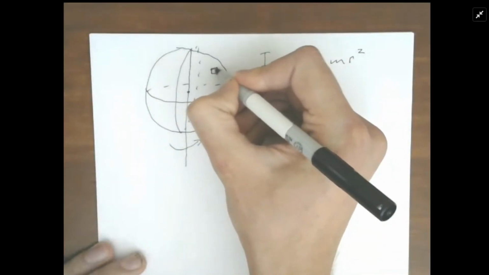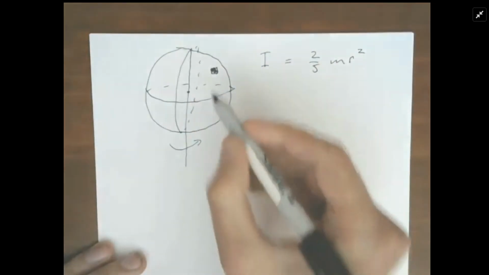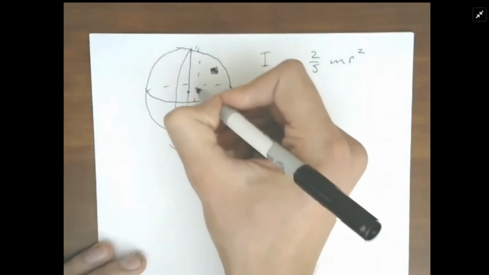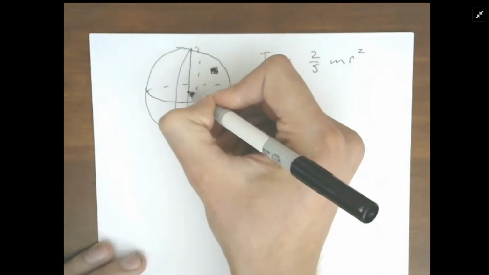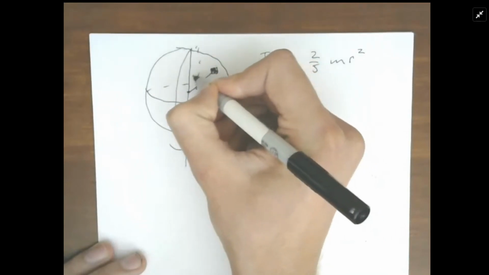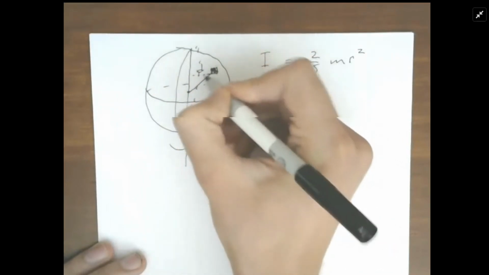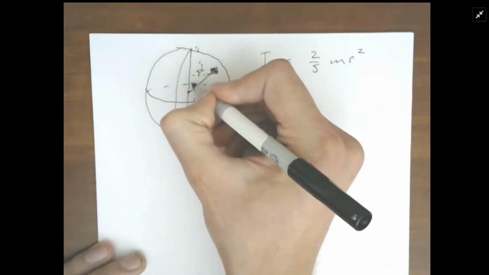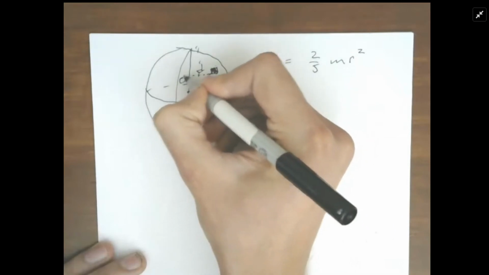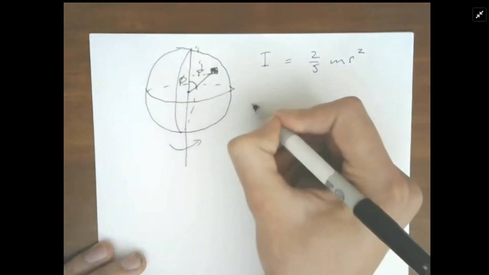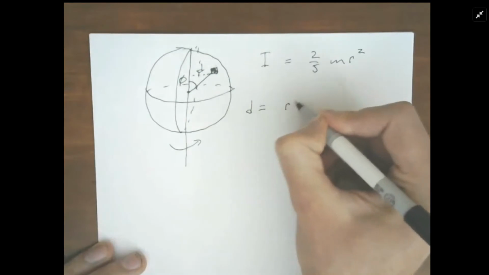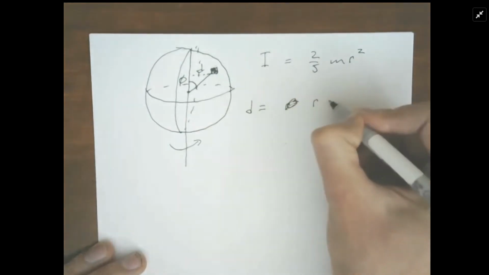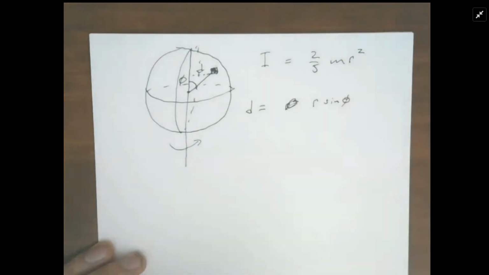So what are we calculating when we calculate a moment of inertia? We're looking at a piece of mass, and we're asking how far is that from my axis of rotation. So that's like this d here. And we know that in spherical coordinates, this angle here is phi. And so d from this diagram is r sine phi. That's the distance of that piece of mass from the axis of rotation.